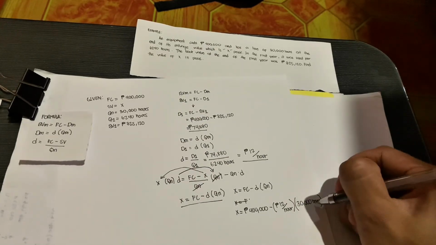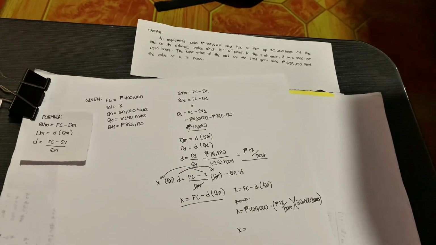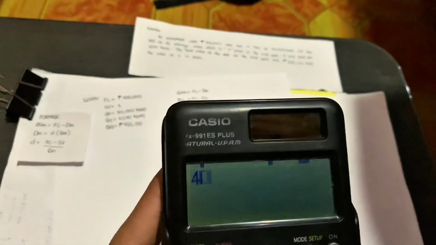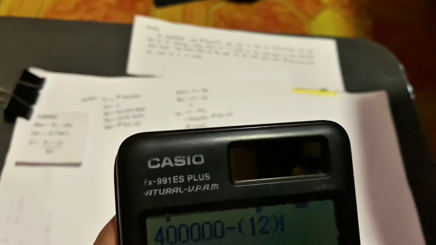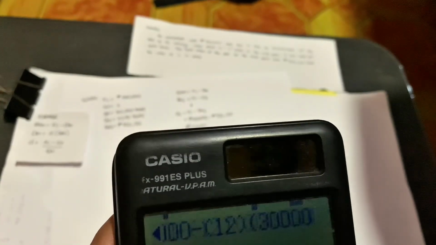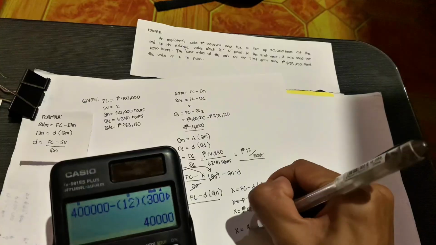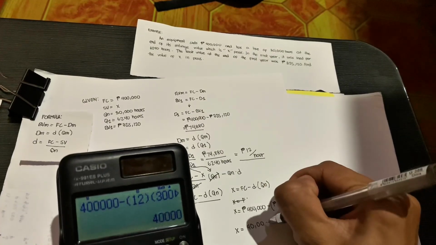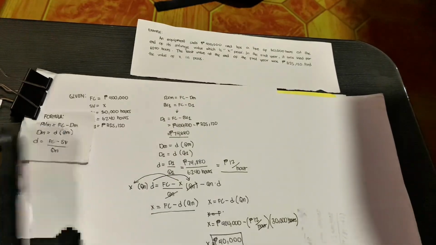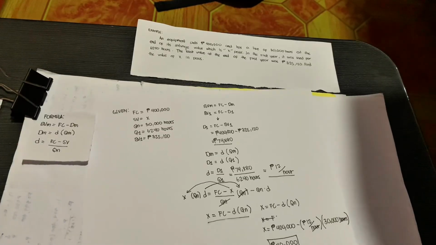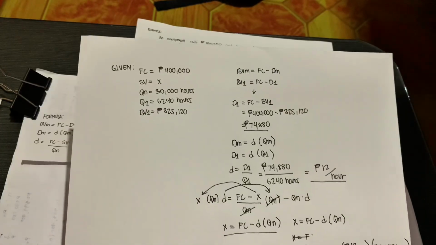So obviously the hours will cancel, and this will give us 40,000 pesos. So our salvage value is equal to 40,000 pesos. That's how we solve depreciation problems using this method.